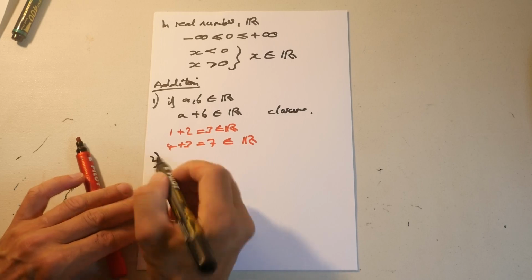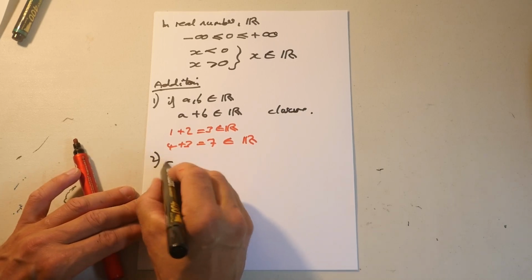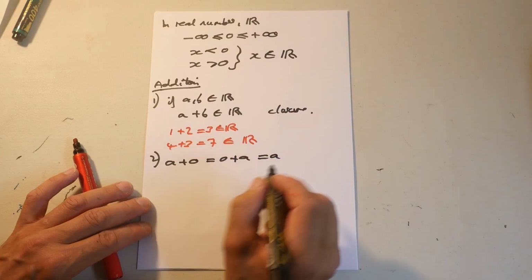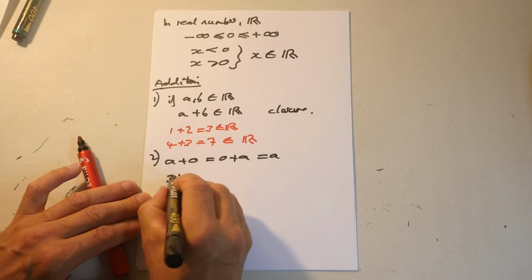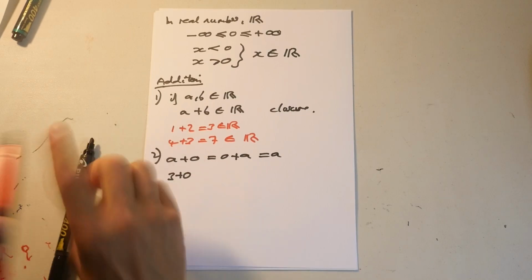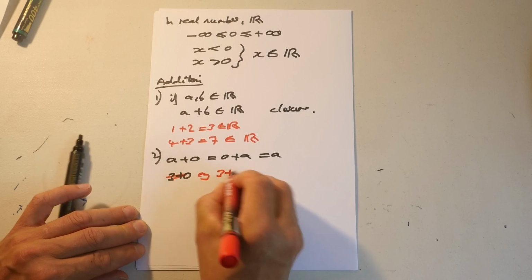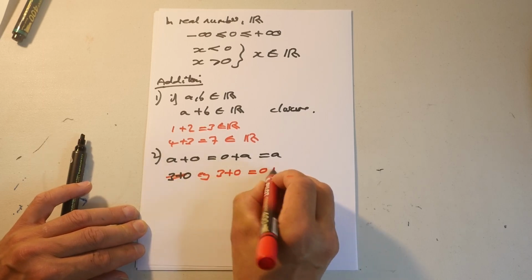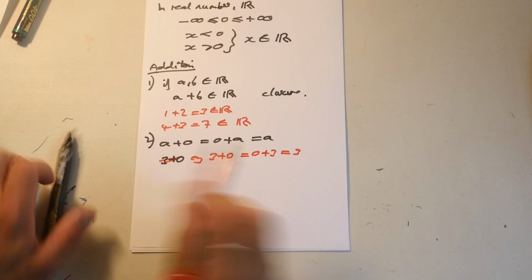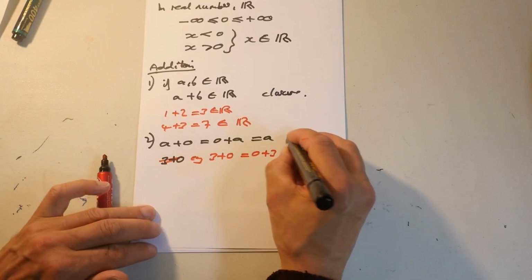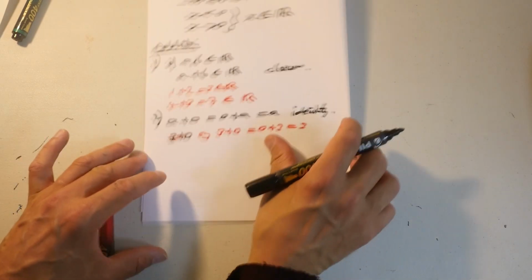Second property. This is the density. If A, so in this case 3 plus 0, this is an example, 3 plus 0 equals 0 plus 3, which equals 3. Okay? So this is the density. Okay?